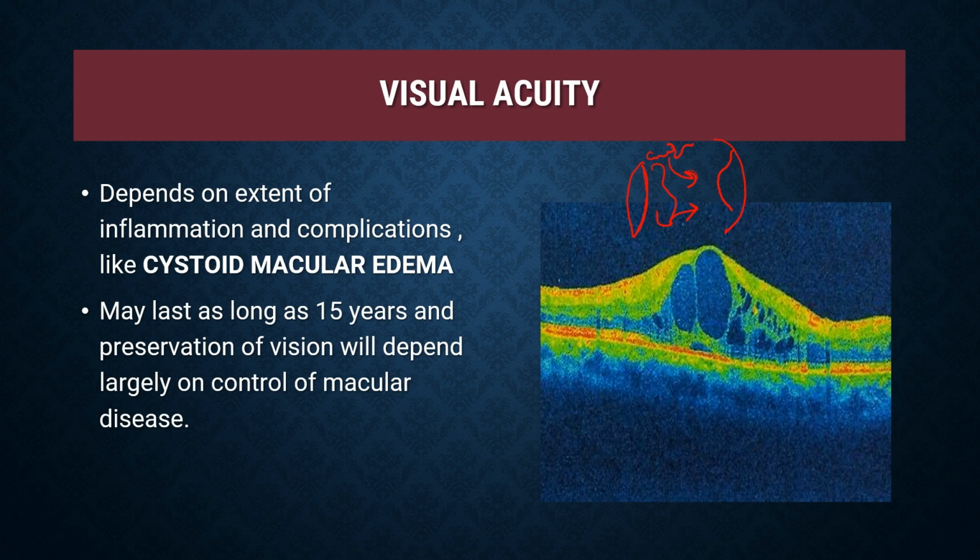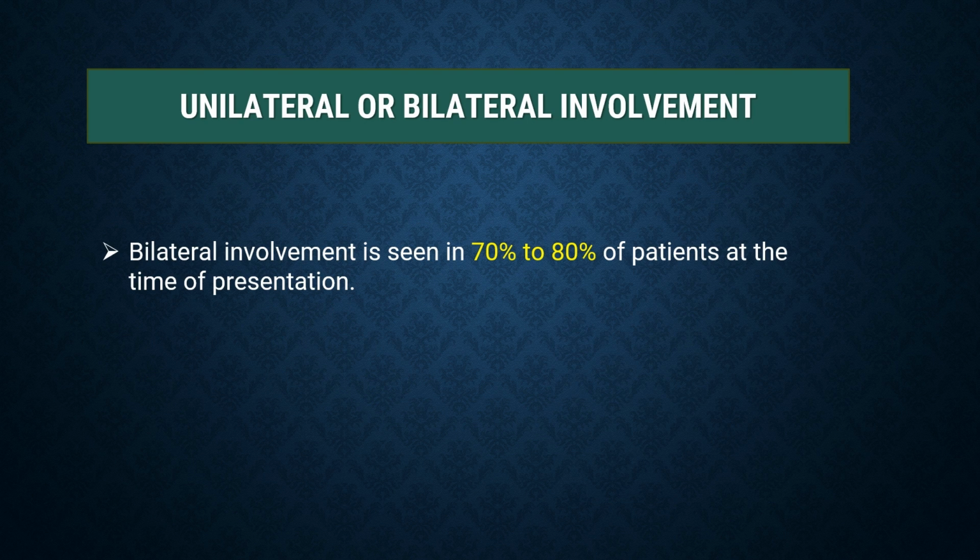Basically, because of the long duration of inflammation, patients develop cystoid macular edema. The disease can last as long as 15 years, and the final visual acuity that the patient is going to have is going to depend on how well you are managing this macular disease in cases of intermediate uveitis.